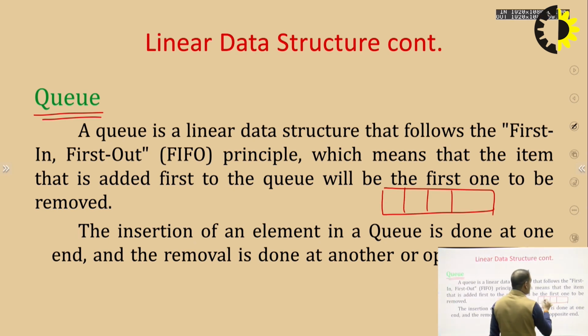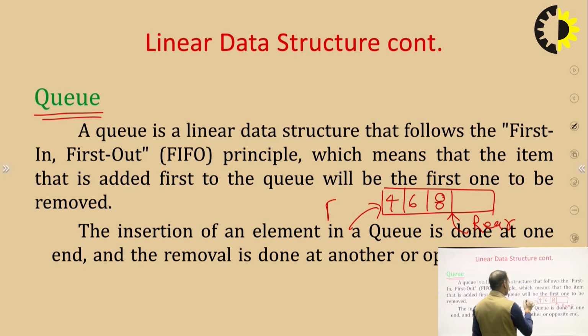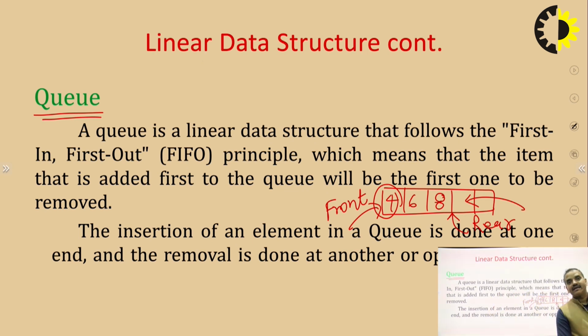If we want to insert like this, 4, 6, and the next element is coming, it is inserted here. This position is called rear and this position is called front. If we want to delete an element, then first we have to delete 4, then 6, and so on. So the insertion takes place from one place and deletion from another end. The insertion point is called rear and the deletion point is called front.